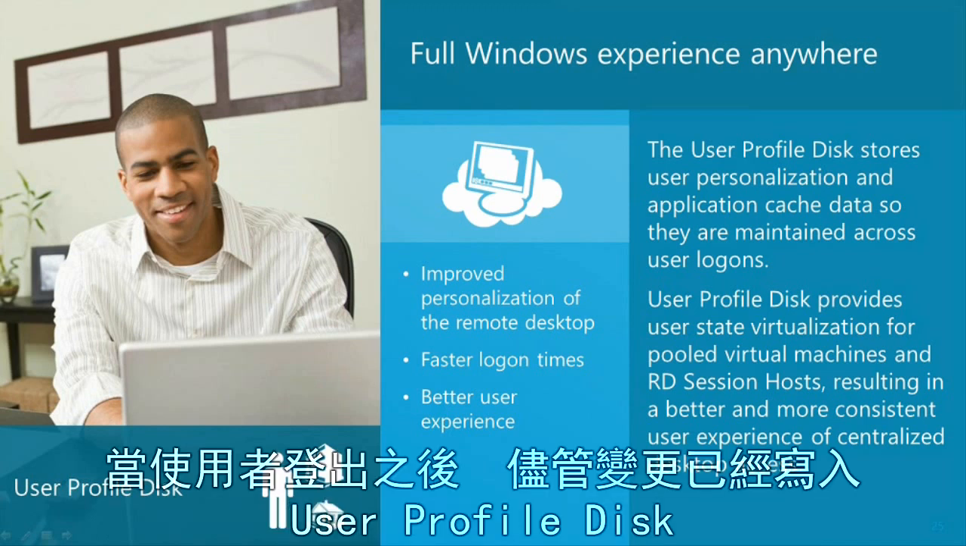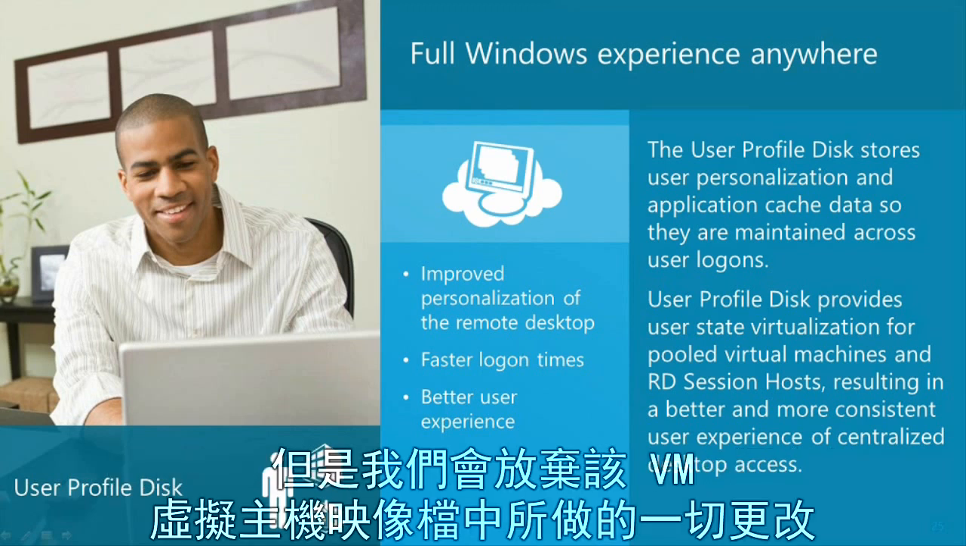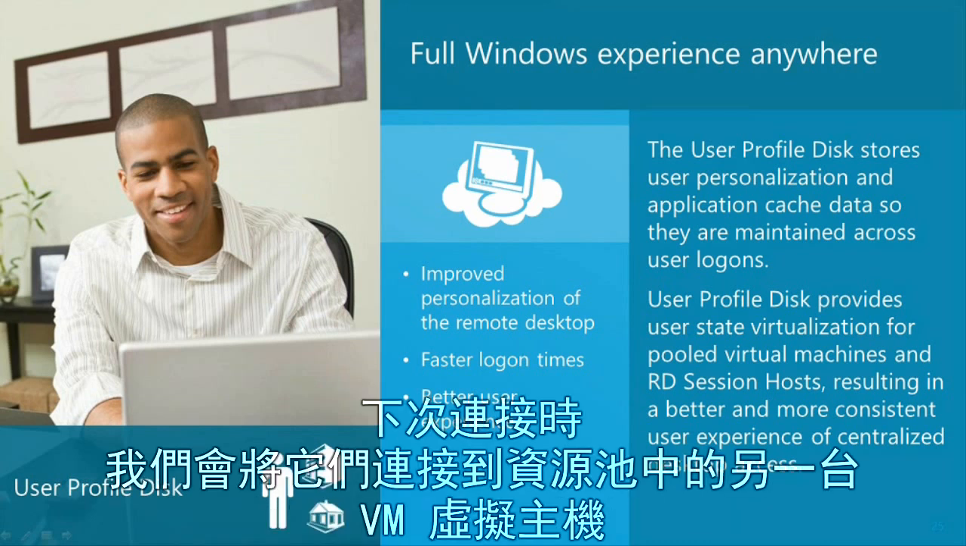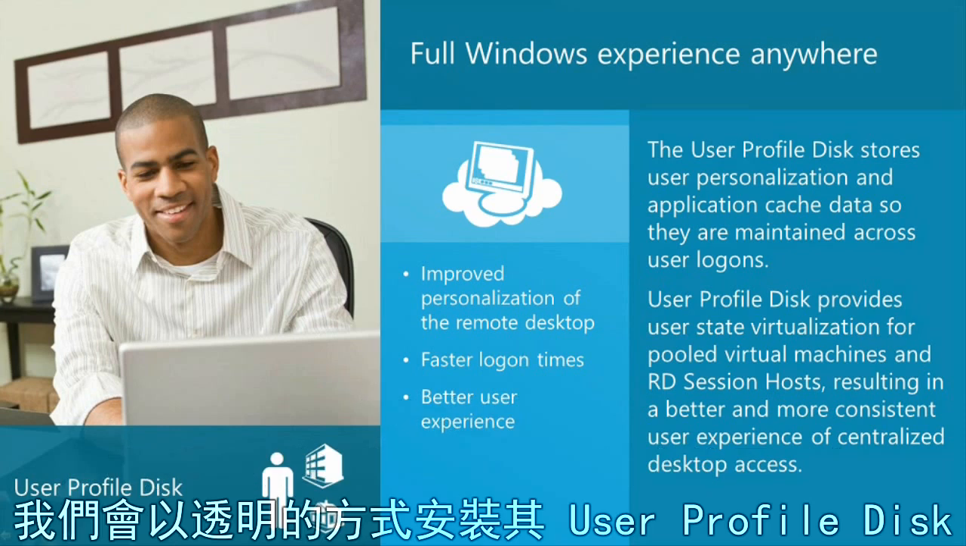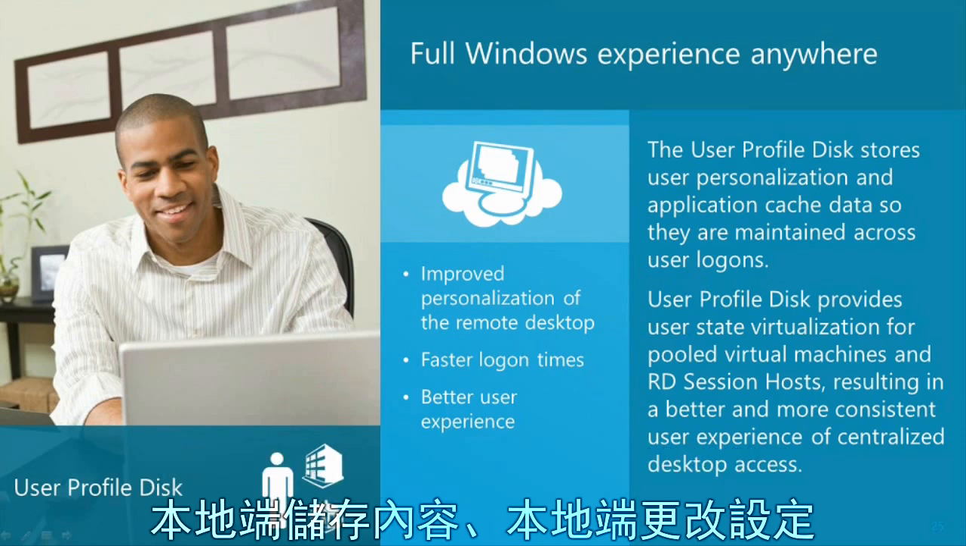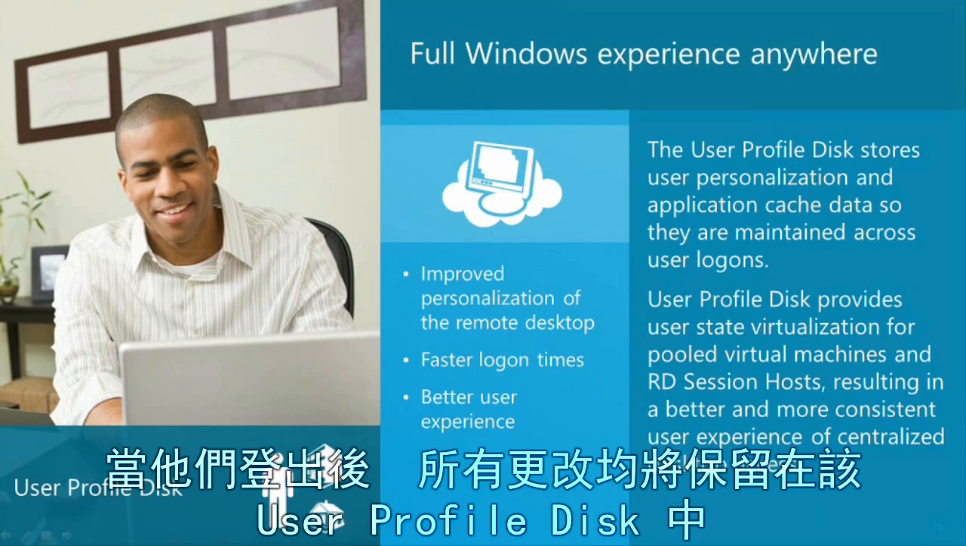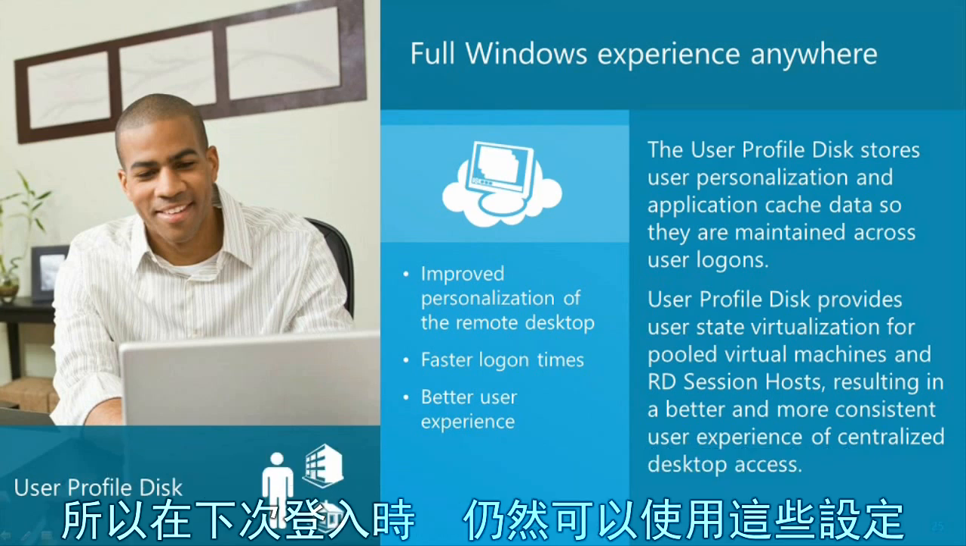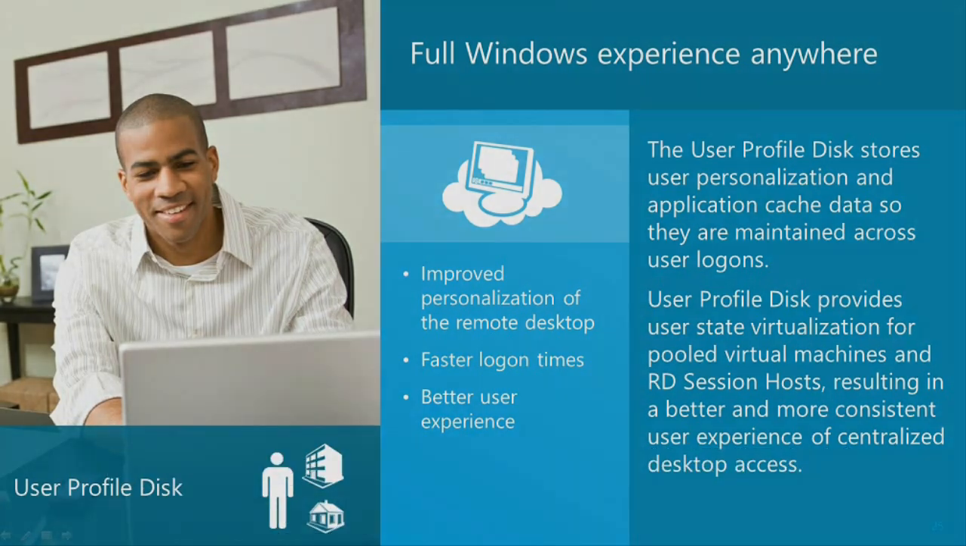So when they log out, their changes were all written into this user profile disk. We discard anything that happened in that virtual machine pooled image. The next time they connect in, we connect into another machine in the pool. We transparently mount their user profile disk, so it looks to the user like local data. It looks like they're just working locally, storing things locally, changing settings locally. When they log out, all of their changes were kept in that profile disk. So the next time they log in, they follow them there.